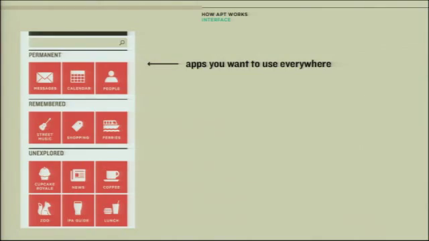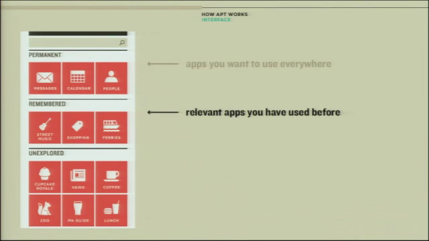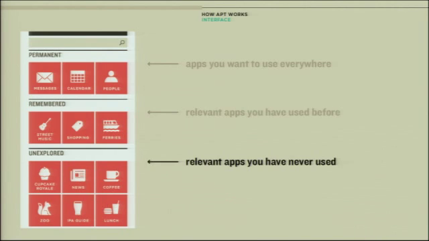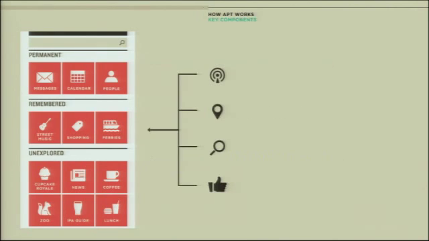So let's dive into the interface a little more. App's interface is divided into 3 sections. At the top, you have permanent apps that you want available to you at all times. Next, there are remembered apps, and they come up when they're relevant to your location and situation. Finally, unexplored apps are apps you've never used before that App is suggesting to you based on your context.